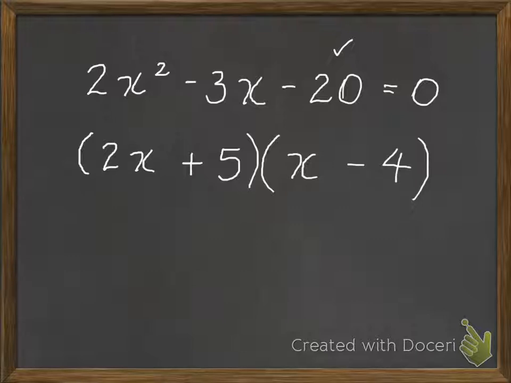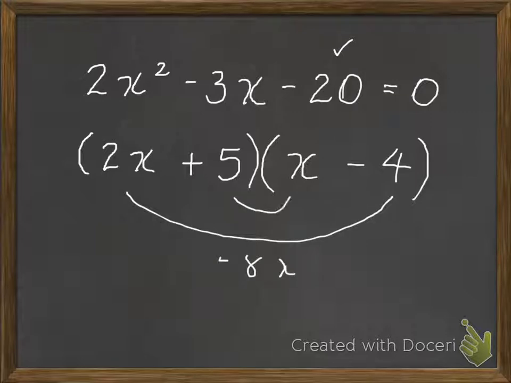So then you check: okay, the outer is minus 8x. The inner is plus 5x, and the outer plus the inner is minus 3x. So this is the correct guess.